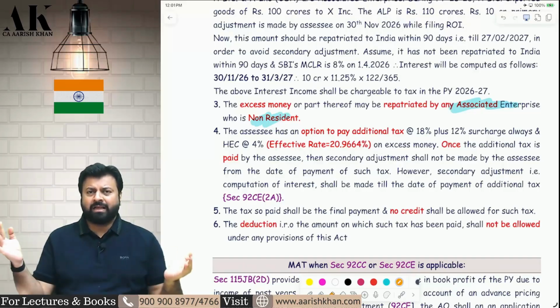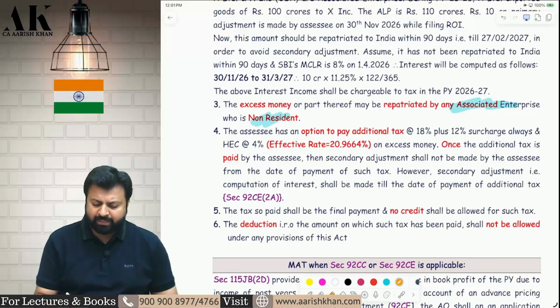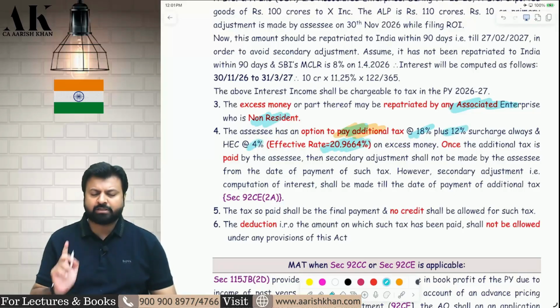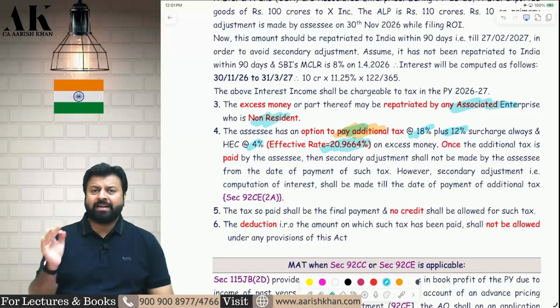Sir, is there any other way where we can escape from this interest? There is only one way. You pay one-time additional tax. How much tax, sir? 18% tax, 12% surcharge, 4% cess, 20.9664% one-time additional tax you pay. Once you pay this one-time additional tax, after that interest will not be charged.